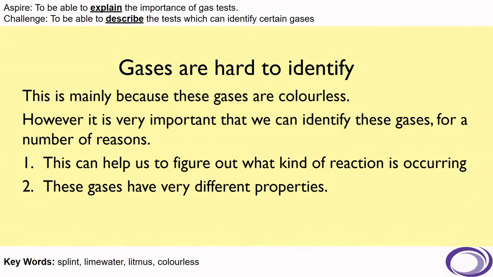Gases are really hard to identify, and this is mainly because the gases are colourless. However, it's really important that we can identify these gases for a number of reasons. The first one being this can help us figure out what kind of reaction is occurring. And the second one being that these gases have very different properties. Now, there are 4 gases that we need to be able to test for on our specification. I'm going to go through each of these gases and the tests individually.